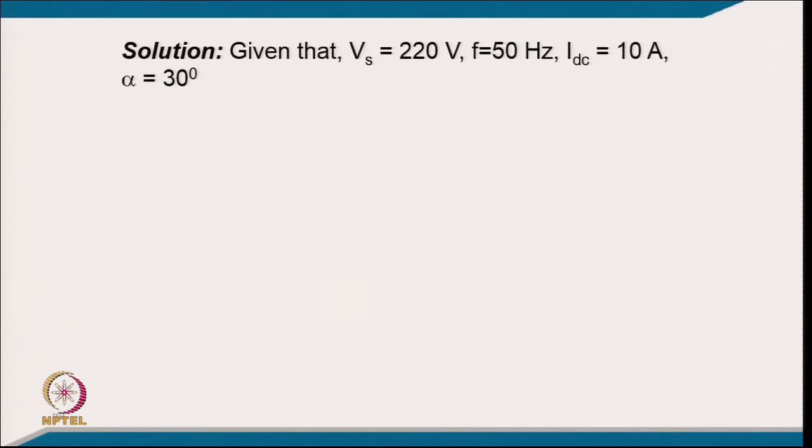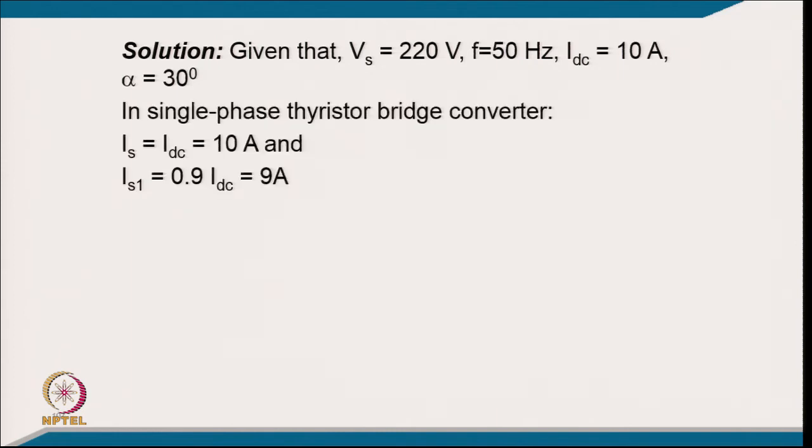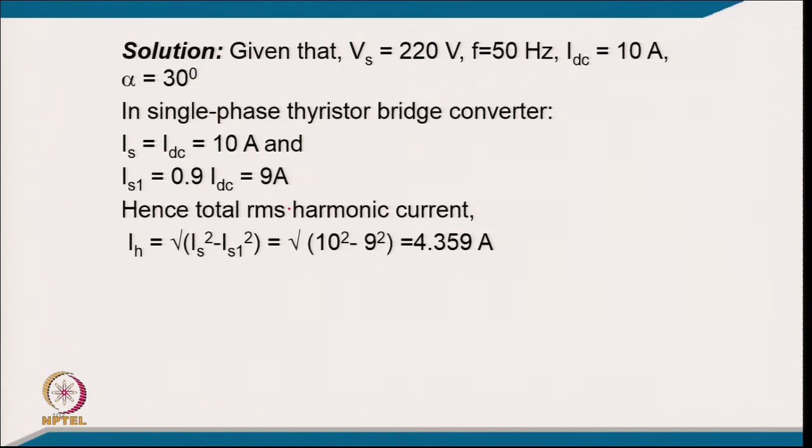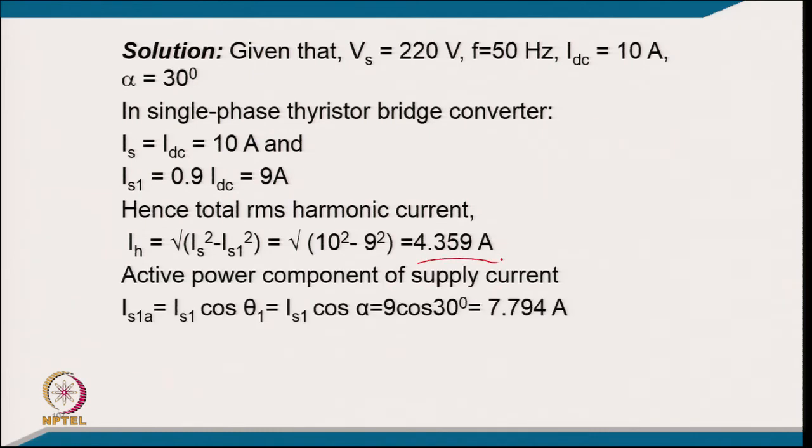Coming to the solution part of the numerical problem, given that the source voltage is 220 volt 50 hertz, the DC link current is 10 ampere and the fire angle is 30 degree. In a single phase thyristor bridge converter, because it is a square wave, the supply RMS current will be the same as the DC link current, that is 10 ampere. The fundamental will be 0.9 IDC, that is 9 ampere, and hence the total harmonic current will be the square root of IS square minus IS1 square. Putting the values here, it comes 4.359 ampere.